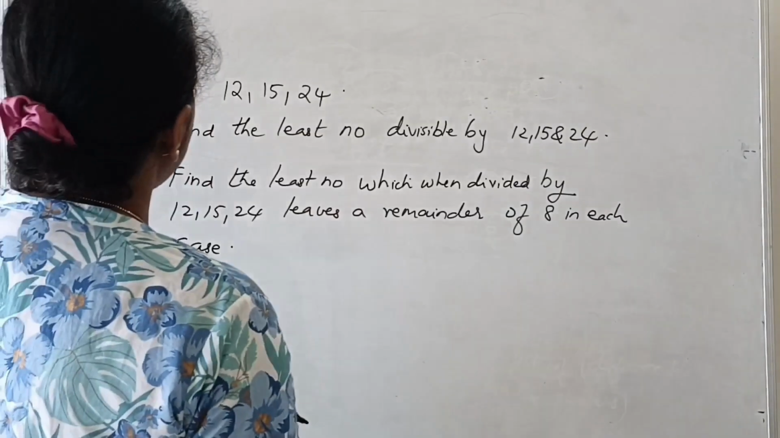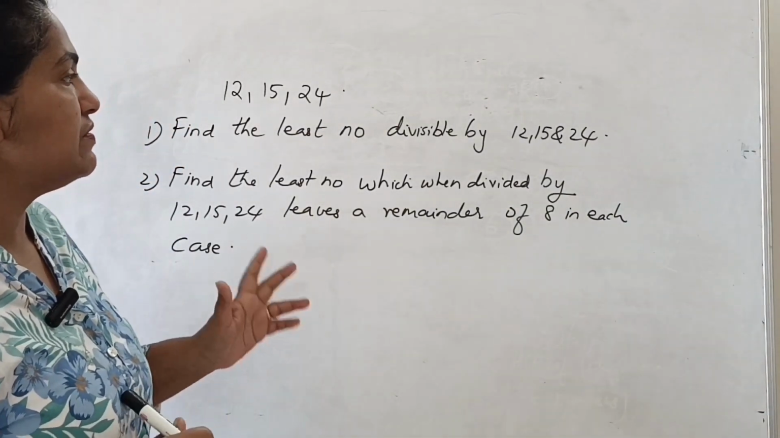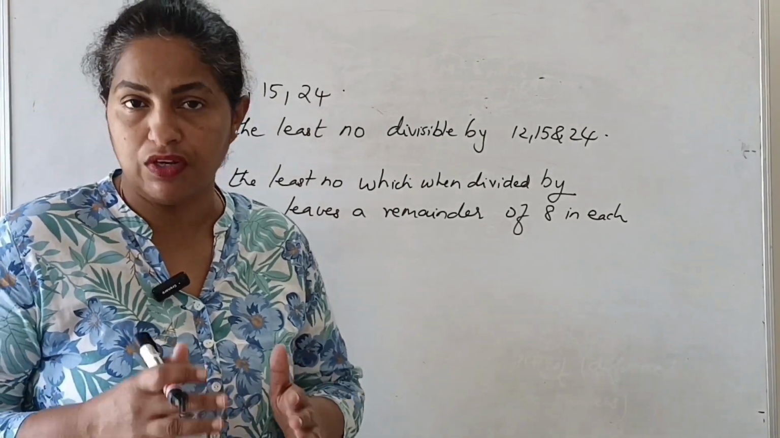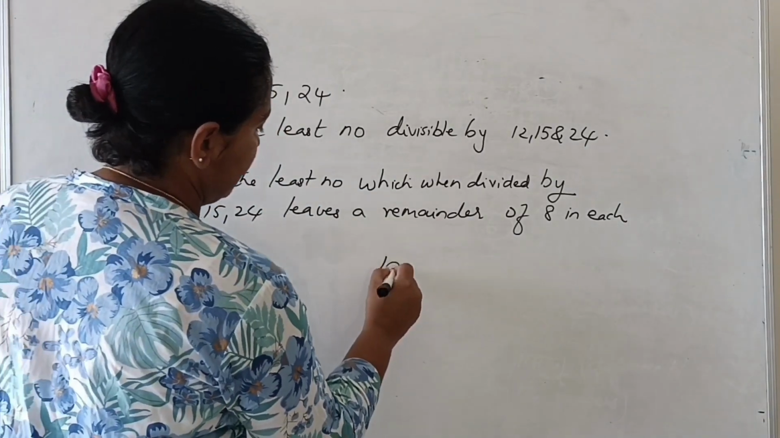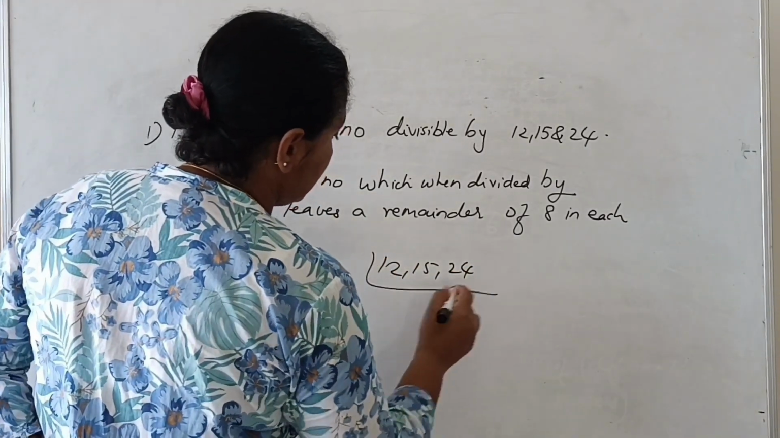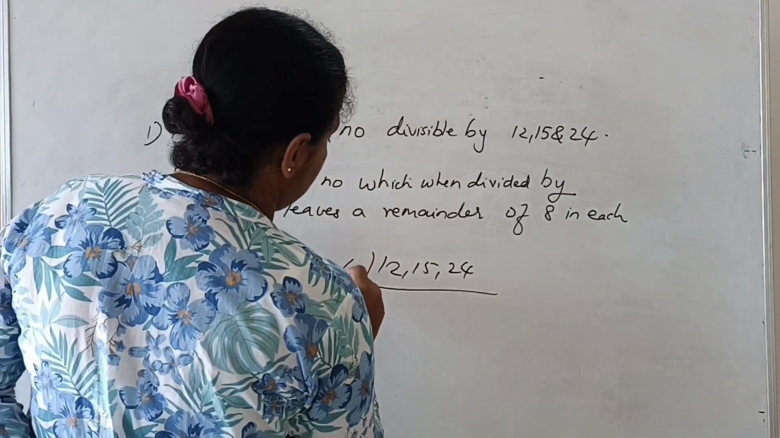Clear? I have taken a set of three numbers 12, 15 and 24. Find the least number which is divisible by 12, 15 and 24. So you know that we need to find the LCM of 12, 15 and 24. So let us find the LCM. I am going to go for common division. You people, when you are writing for the board examination, please go for prime factorization.